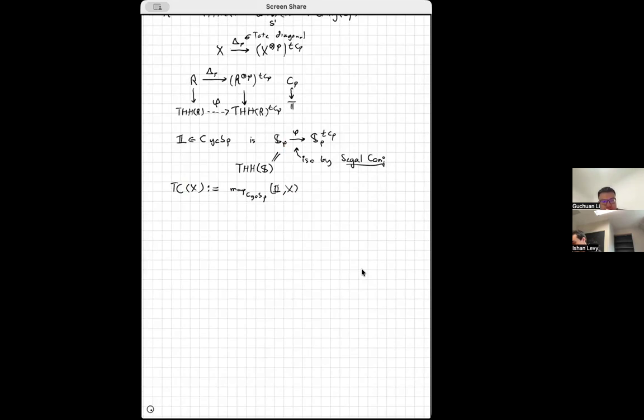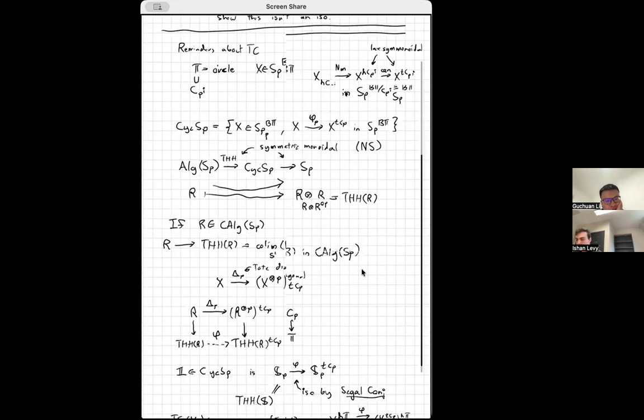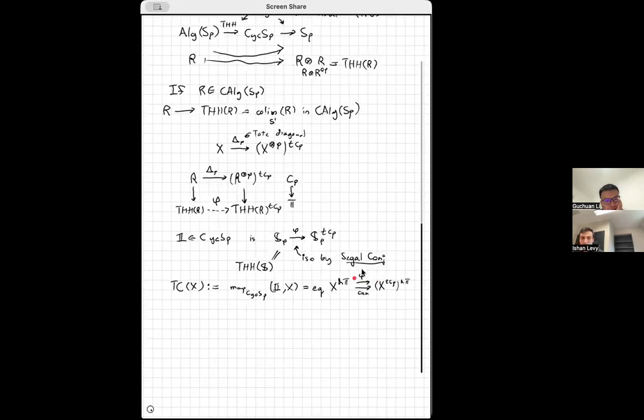which you can equivalently write as the equalizer of: you have X, you have the fixed points of X by the circle, and then there are two different maps, a canonical map and a Frobenius map, to the Tate construction by the cyclic group of order P, and then you take the fixed points by the residual circle action. One of these maps is coming from exactly this canonical map up here from the homotopy fixed points of CP to the Tate construction on CP. And the other one is coming from taking the fixed points of the Frobenius map.